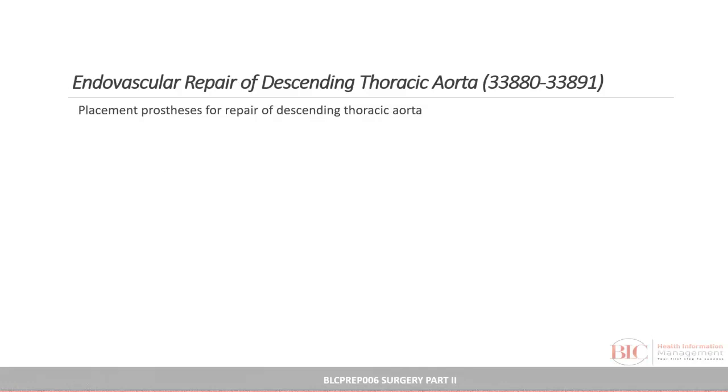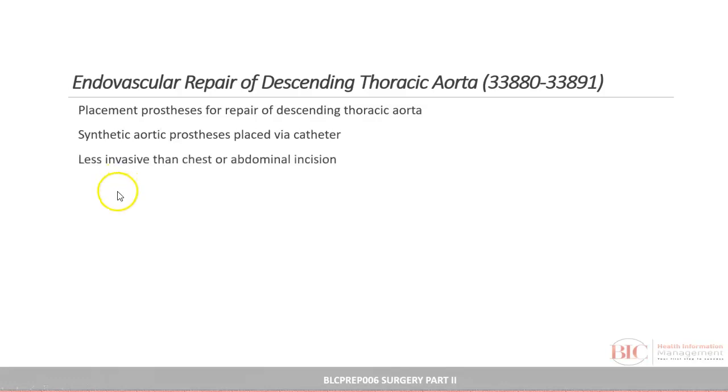So endovascular repair of the descending thoracic aorta. Your range of codes here is going to be 33880 to 891. This may be placement of a prosthetic for repair of the descending thoracic aorta, or a synthetic aortic prosthesis, which is placed via a catheter. These are less invasive than a chest or an abdominal incision.